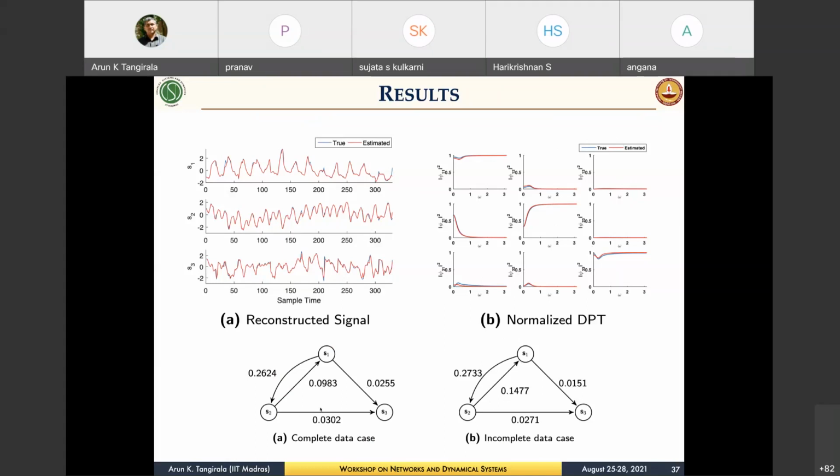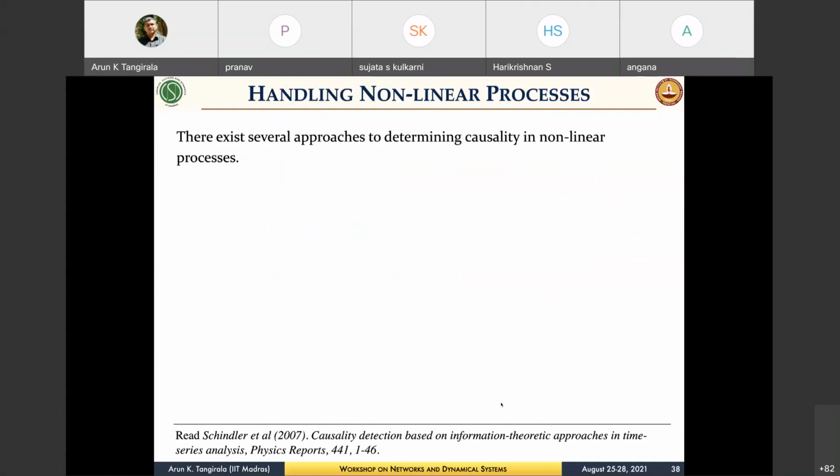And for comparison, this is the true network with the strengths. Obviously, because of missing data, some of the weights are not estimated fairly accurately, but the directionality has been well resolved. And I just want to conclude the discussion on Granger causality by pointing to a method that we developed, I would say 6-7 years ago, for handling nonlinear processes.